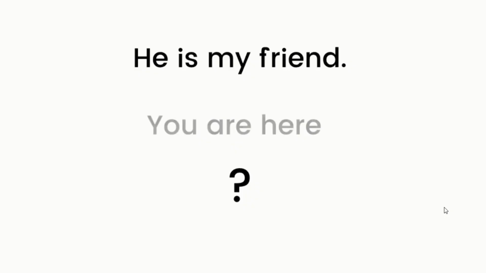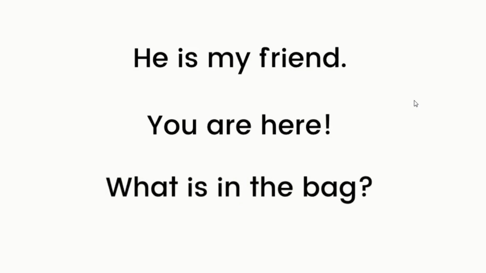An exclamation point can be used to show that a sentence shows excitement or another strong feeling. For example, in the sentence, "You are here," we can use an exclamation point to show surprise. "You are here!" A question mark shows when a sentence is a question. For example, the sentence, "What is in the bag?" ends with a question mark because this sentence asks a question.